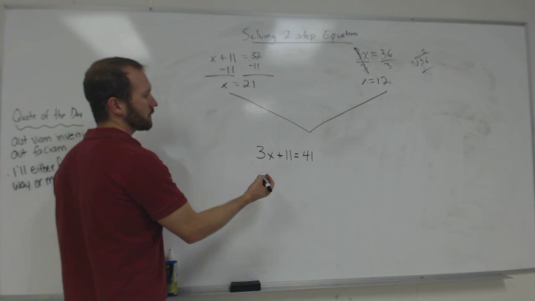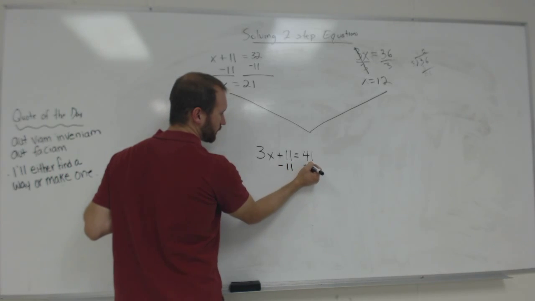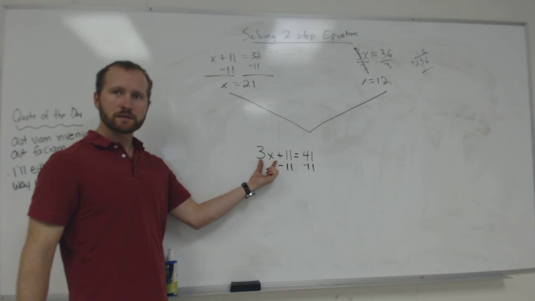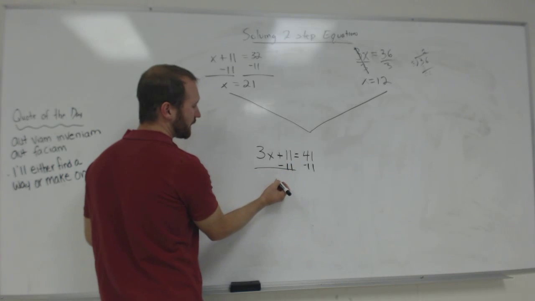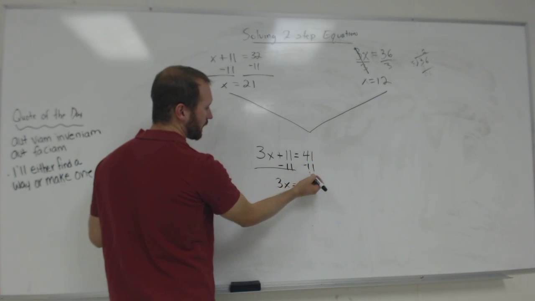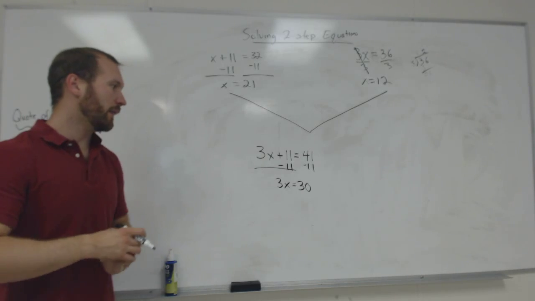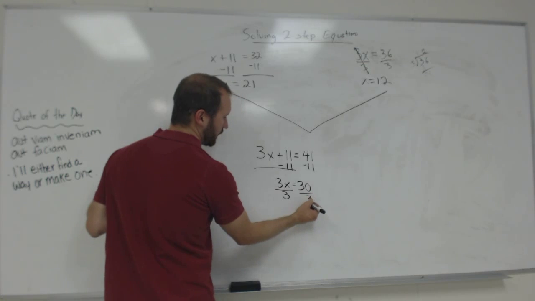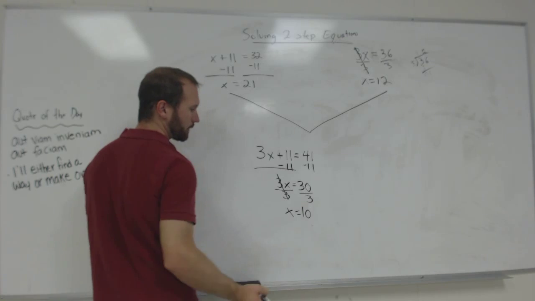Okay, good question. So I'm going to subtract 11 from both sides. That's going to let this sit alone on one side of the equation. So I have 3x plus 11 minus 11 is 3x equals 41 minus 11 is 30. And then I divide by 3 so that I get x all alone, x equals 10.